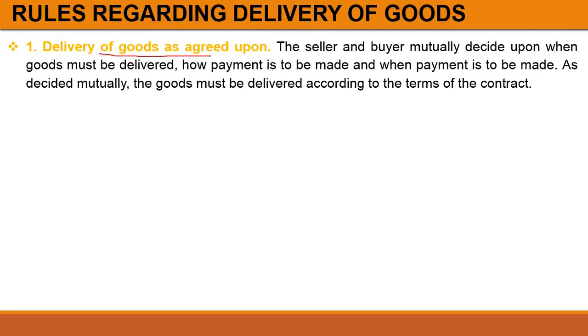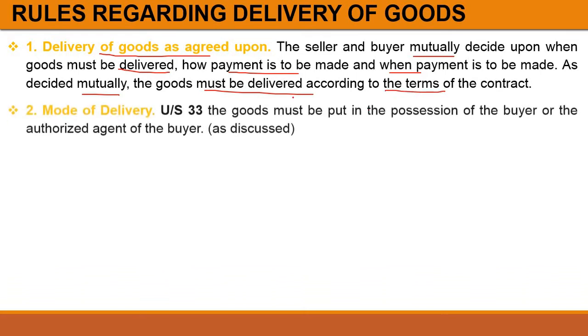The first rule says that whatever has been agreed upon mutually between the parties, that is the buyer and the seller, the same things should be delivered. So whatever manner has been decided regarding the delivery, how the payment is to be made, when the payment is to be made, all these things are mutually agreed by the parties. So the goods must be delivered according to the terms that have been decided between the parties.